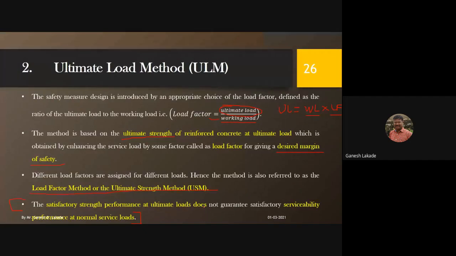Satisfactory strength performance at ultimate load does not guarantee satisfactory serviceability performance at normal service load.